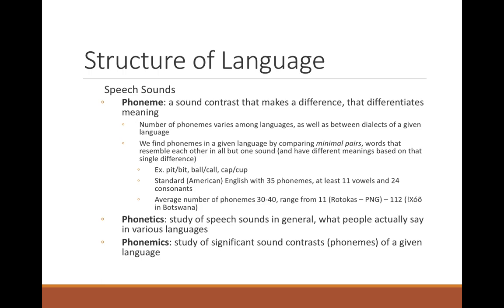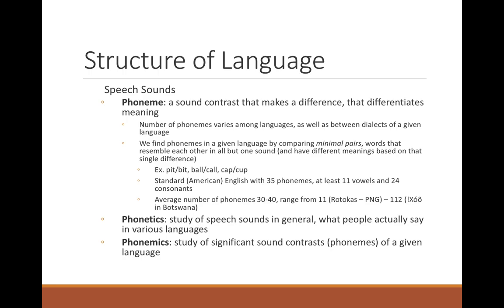And so with respect to phonology, we look at these speech sounds that are present in particular languages. This is defined as a phoneme. A phoneme is a sound contrast that makes a difference and differentiates meanings. The number of phonemes varies dramatically among languages and can vary even among dialects of the same language. We find phonemes by looking for minimal pairs of contrasts. And so when we change one sound in a word and thusly change its meaning, then we've identified a meaningful phoneme.